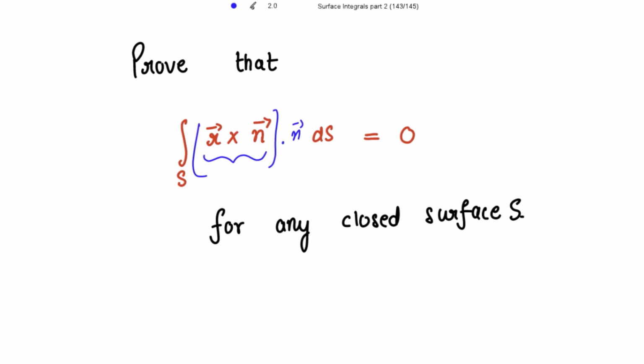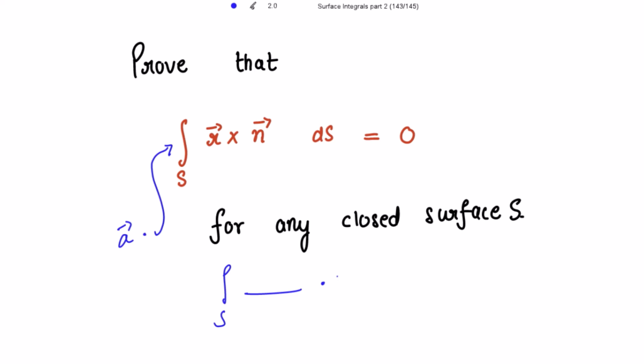So for that, what I have to do is consider any constant vector, let's suppose A vector, and take its dot product with this surface integral, so that we can reach something of the form of the surface integral having its dot product with n vector ds. Then we can apply the Gauss Divergence Theorem and get the result to be equal to 0. Okay, let's move on to the solution.